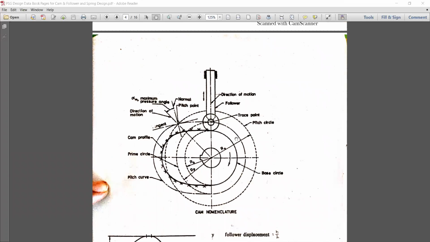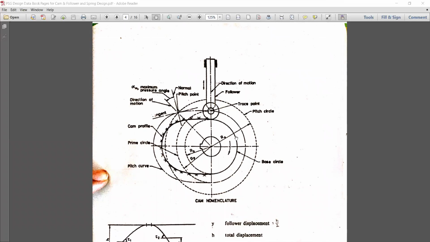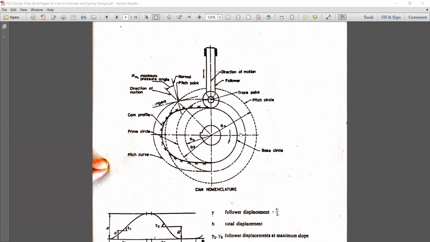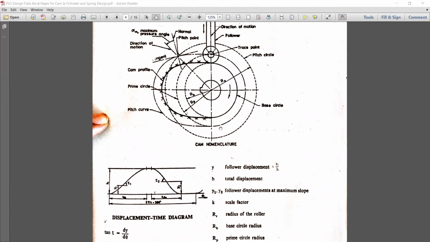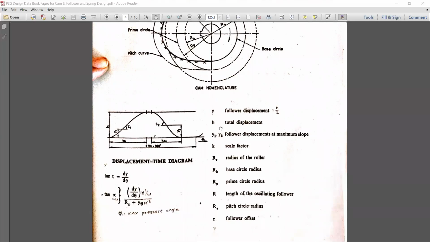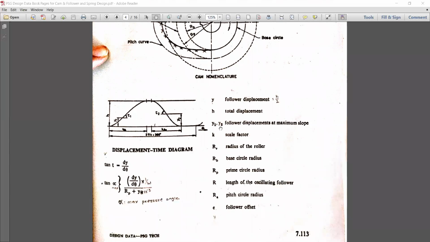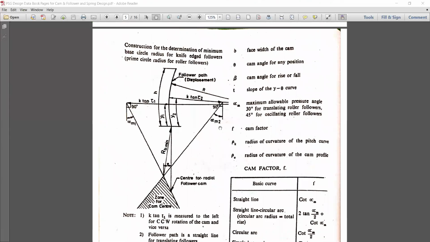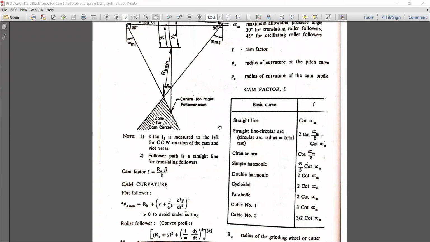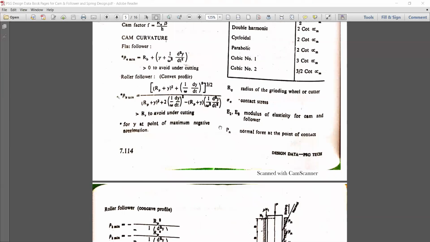In PSG page number 7.113, the basic diagram has been shown, which we have already seen in the previous lecture. The base circle diameter, pressure angle, cam profile, prime circle, pitch curve, direction of motion, follower, trace point, all these things are shown here. Also, they have given the displacement time diagram and the nomenclature with respect to it. On the next page, they gave some factors related to cam and cam curvature equations.